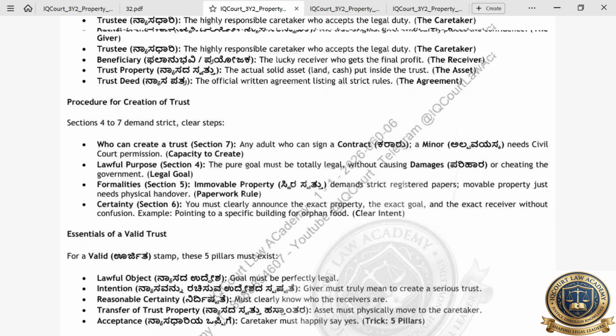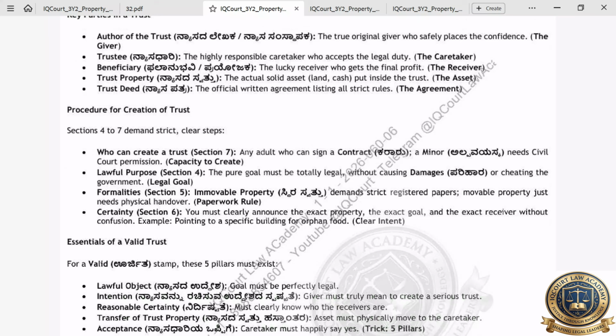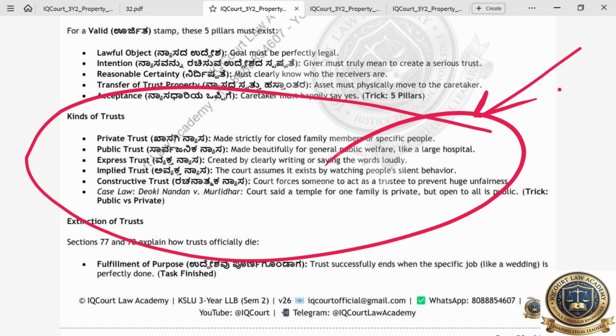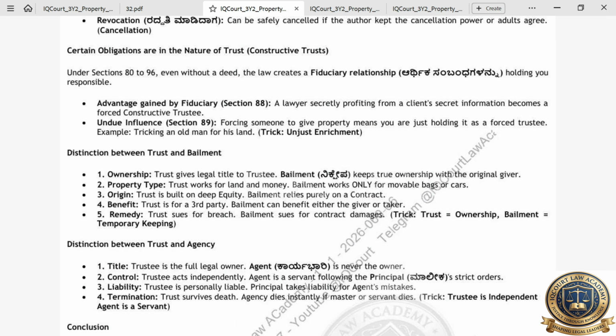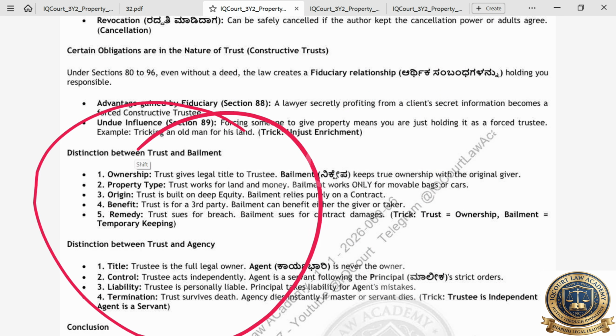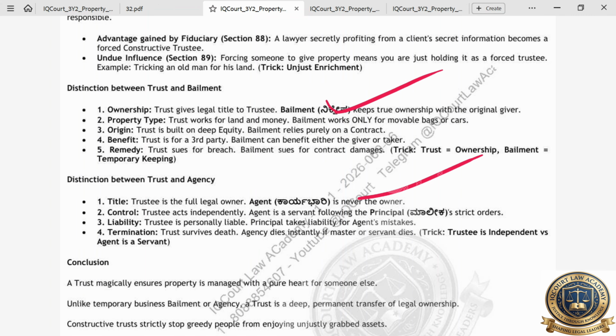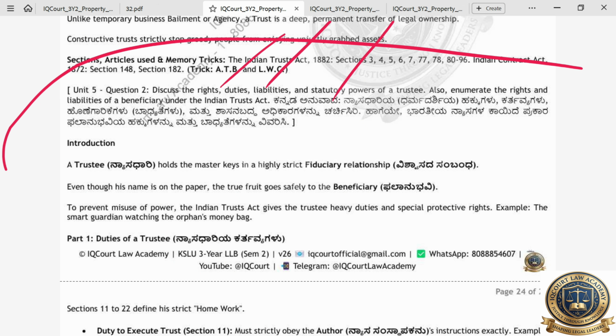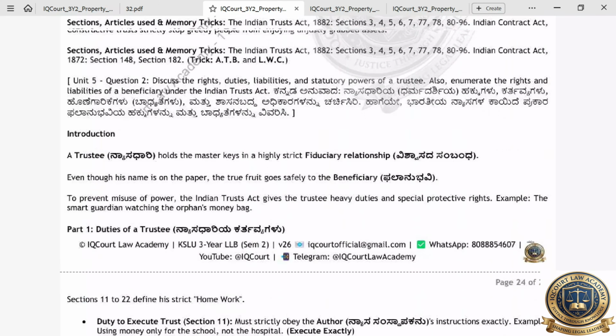There are two questions I have given. One is the procedure of creation, key parties and essentials, and the kinds of trust you have to write. This is very, very important. Sometimes they will ask what the kinds of trust are. Distinction means the distinction between trust and bailment. What is the difference? Definitely they will ask this also. Trust and agency also they will ask. Discuss the rights and liabilities. One of these two questions will definitely be there in the exam. So, a very, very important question.